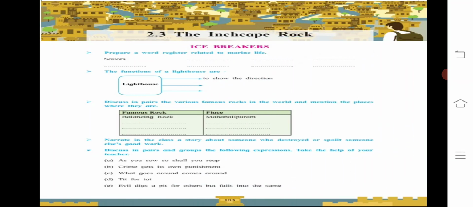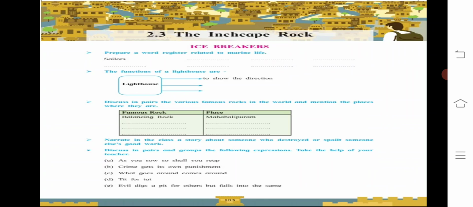Now we must go to see the third activity, and that is: discuss in pairs the various famous rocks in the world and mention the places where they are. One of them they have mentioned. So you have to go to the internet and find plenty of examples related to the same.